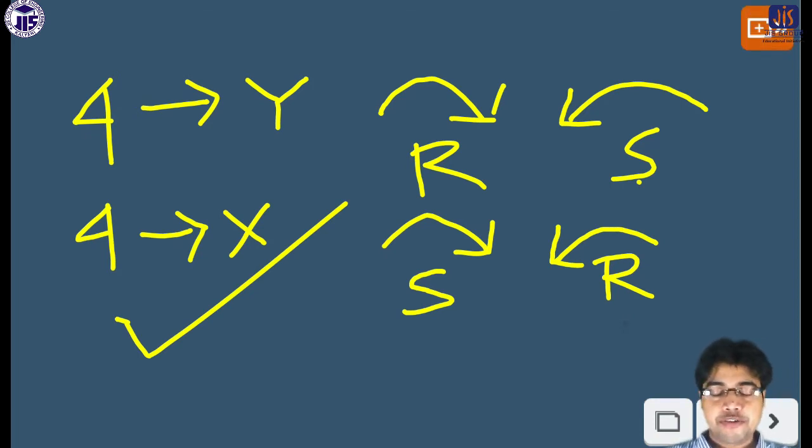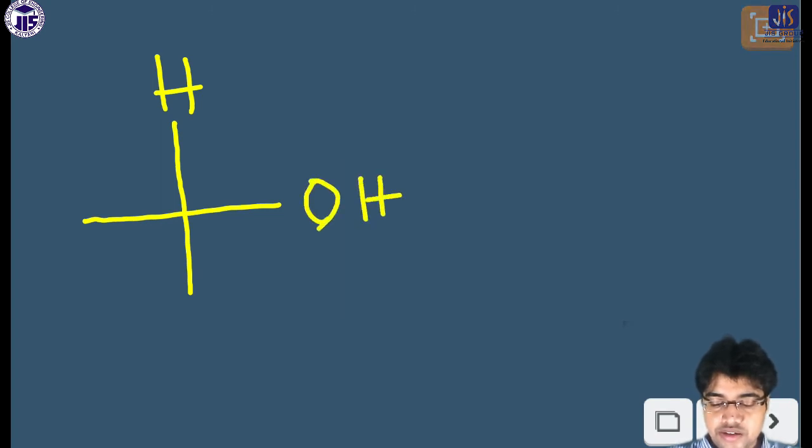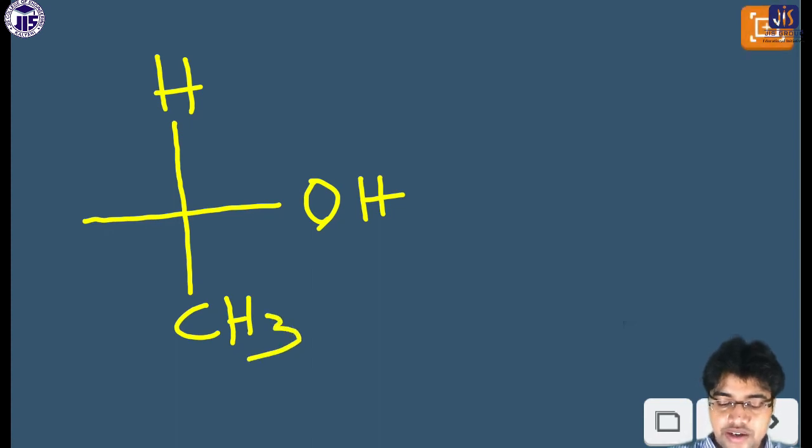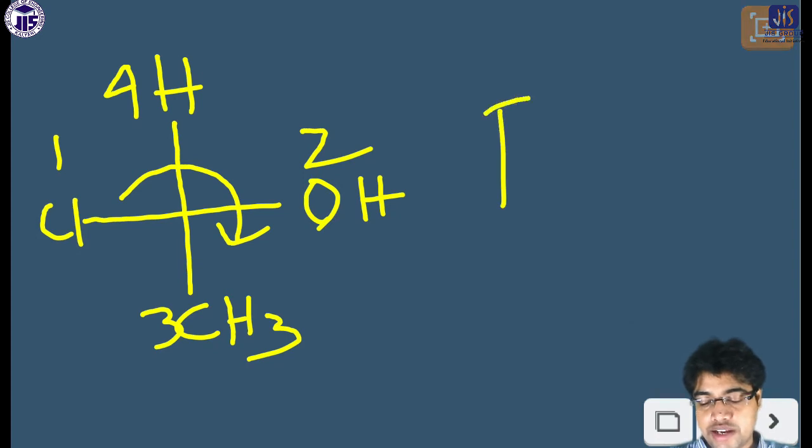So if it is in the way of, for example, H, OH, CH3, and here it is Cl. If this is 1, 2, 3, 4, with the same formula, 4 is on the y-axis. So if 4 is on the y-axis, then its rotation will be 1, 2, 3. 1, 2, 3 means it is clockwise, so again it is R.